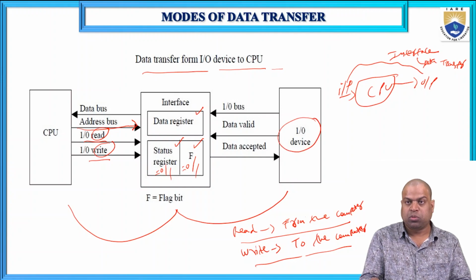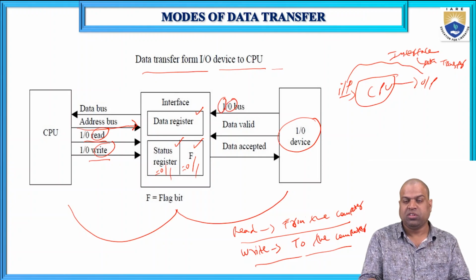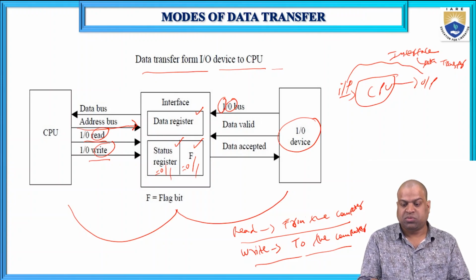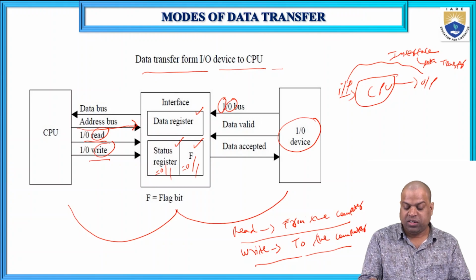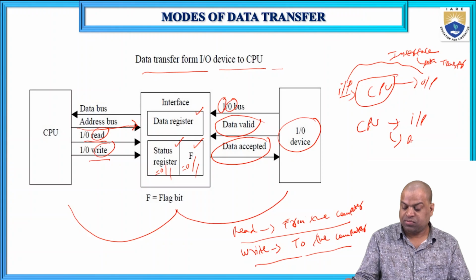So the input output bus means it is working as either input or output. The data is transferring either input or output, and the data valid, data accepted. Data valid means it is from input output to CPU. That is data valid. Data accepted means CPU to input output. Data accepted.